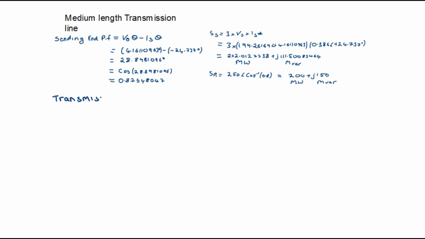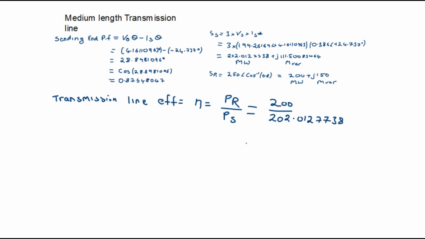Transmission line efficiency is equal to the receiving end megawatt PR over the sending end megawatt PS. This is 200 over 202.0127738, which is equal to approximately 99%.